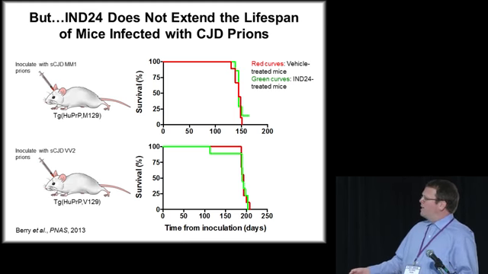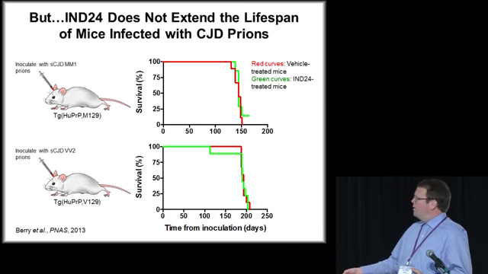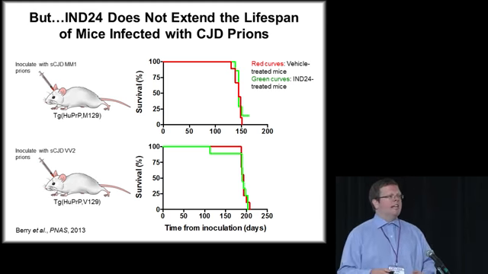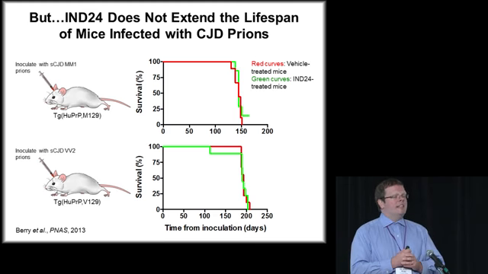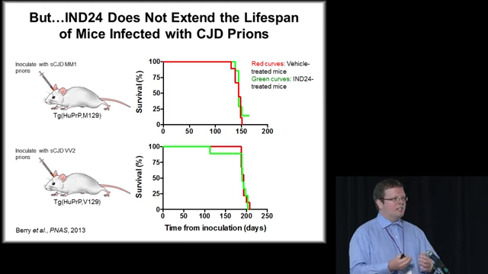So two different strains, the most common ones, so-called MM1 and VV2. And these are the survival curves of these mice. The red curves are the untreated mice. These mice normally get disease at around 150 days of age. When we treated the mice with the same compound that was effective against mouse prions, we found that it had no efficacy against human prions. So we concluded from that that the efficacy of drugs is very much prion strain specific.